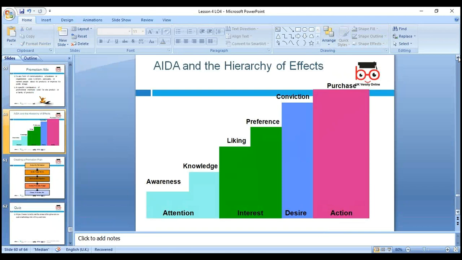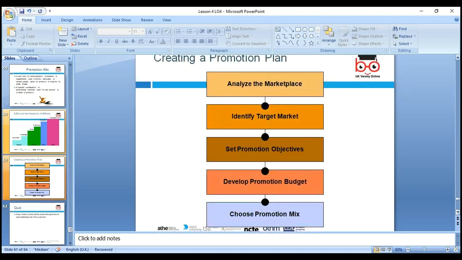And to promote a product, we always use the AIDA principle as well: attention, interest, desire, and action. Attention is awareness and knowledge about the product; interest is liking and preference that we can focus on. Desire is how the customer desires to buy the product, and then action is when they actually buy the product. When we plan these things, we need to analyze the marketplace, identify the target, set the promotional objective, what we really want, whether demand or information.